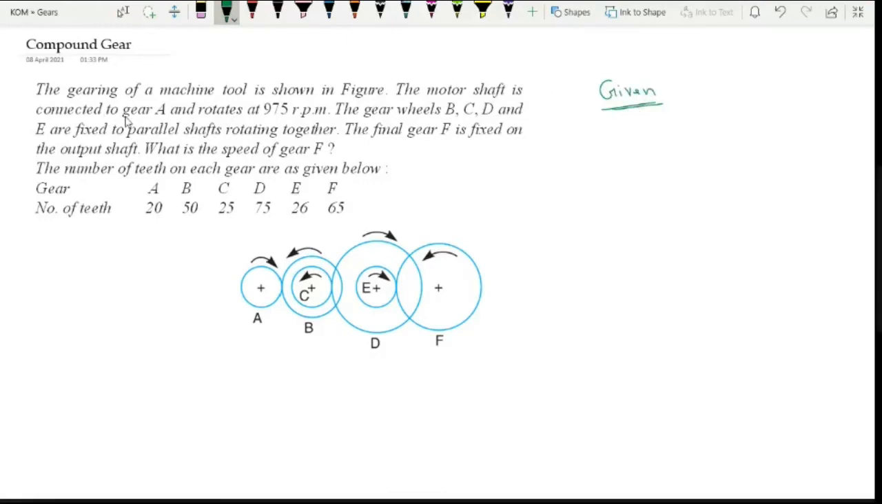The motor shaft is connected to gear A, which means this is a driver, which rotates at around 975 RPM. So NA is given, which is equal to 975. Right. The gear wheels B, C, D, and E are fixed to a parallel shaft rotating together. The final gear F is fixed on an output shaft. What is the speed of F? So you have to identify the speed of gear F.